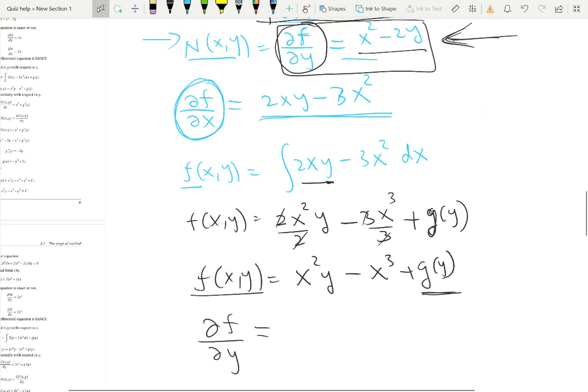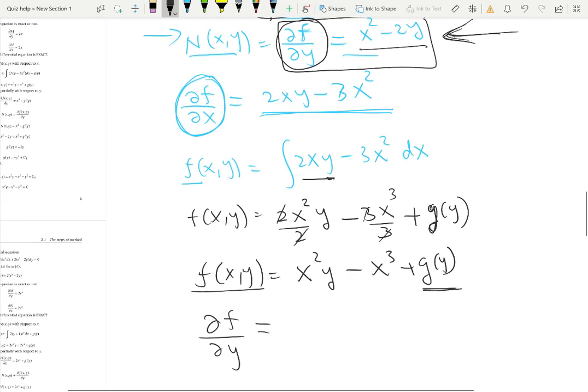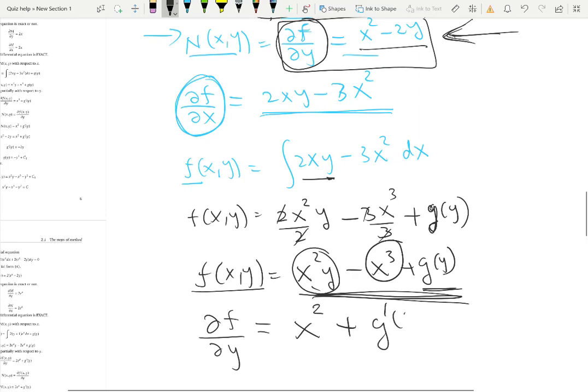If you differentiate this function here, because we already know f, if you differentiate x square y with respect to y, you get x square because the derivative of y is 1. 1 times x square is x square. Minus, the derivative of x cube with respect to y is 0. So that's gone. Plus the derivative of g with respect to y is g prime y. We don't know the derivative, so let's call it g prime y.